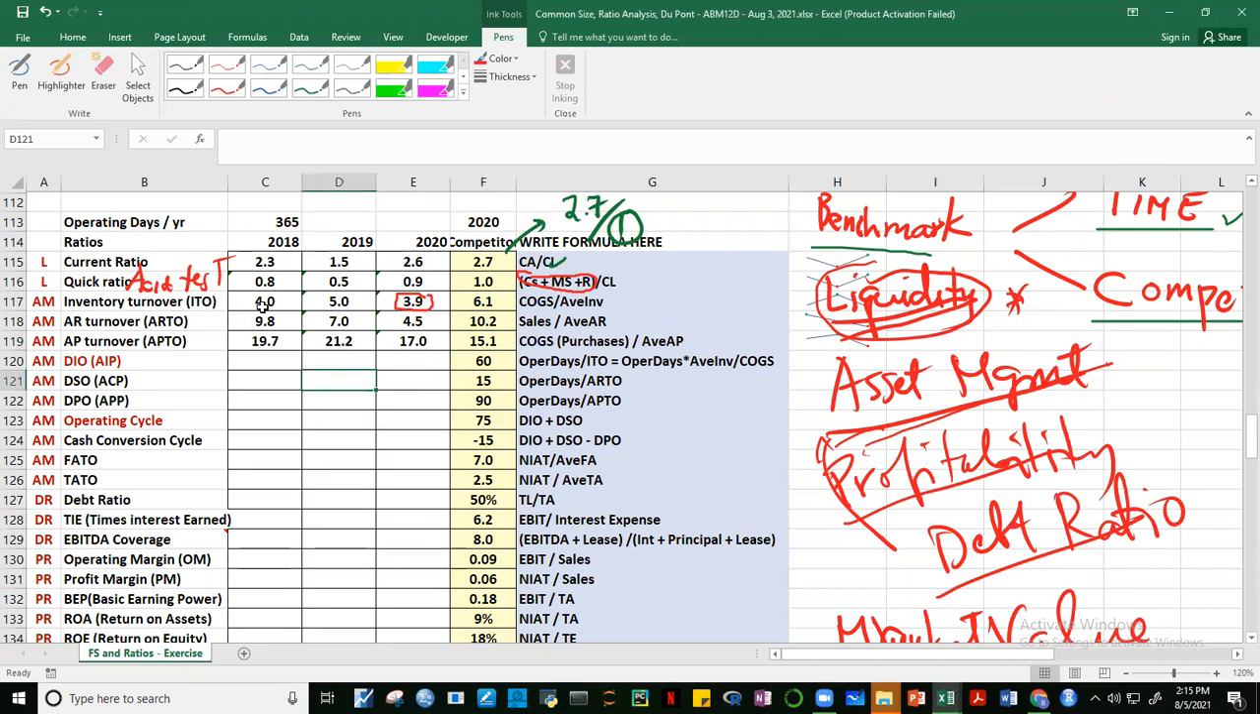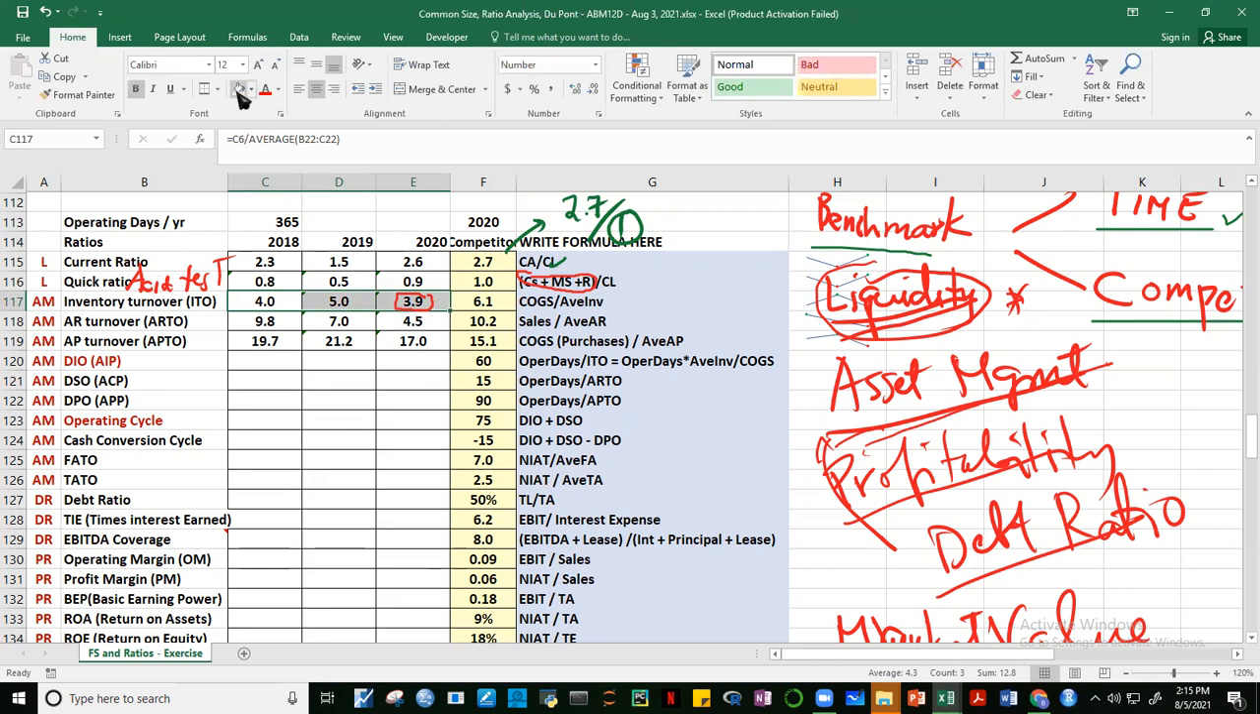So ito guys, ITO, sabi natin, the bigger the better. Talo tayo ni competitor natin. May pinsan yan, ang pinsan niyan si DIO. Ano naman si DIO? Days Inventory Outstanding or AIP, average inventory period, no? Days Inventory Outstanding or average inventory period.